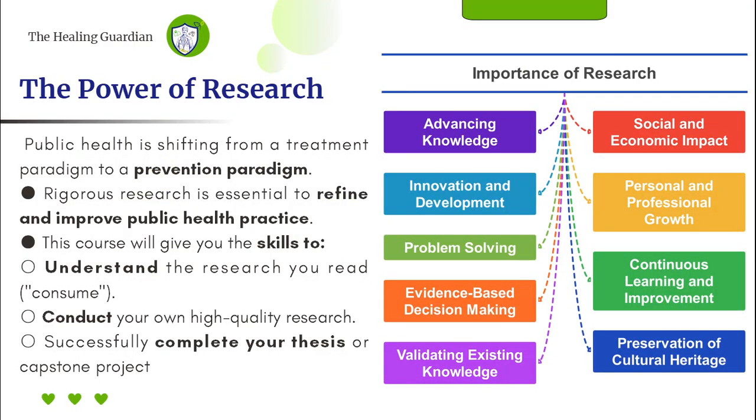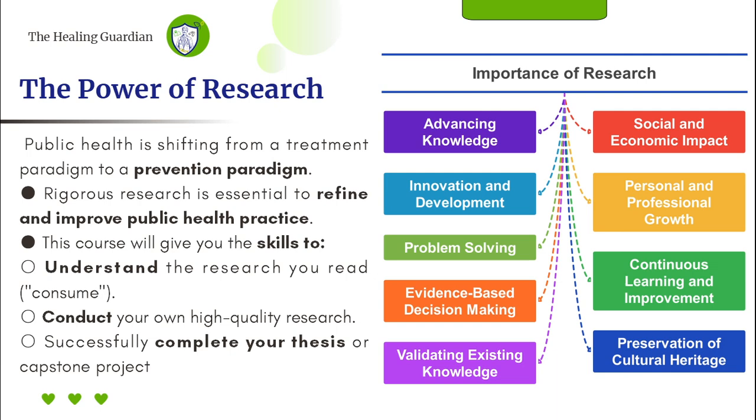To start with the power of research, or the relevance of research: public health is shifting from a treatment paradigm to a prevention paradigm because it is being emphasized that prevention is better than cure, and it is simpler and less costly. Rigorous research is essential to refine and improve public health practice. It is due to the results from research that are used to inform policies and designing interventions. So in this video and this course, we are going to understand the skills that you need to understand research.